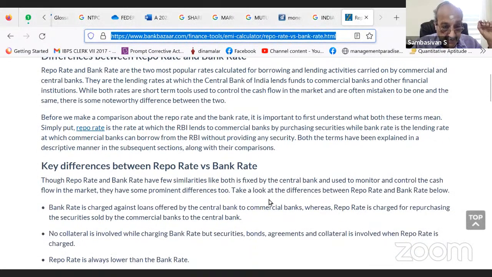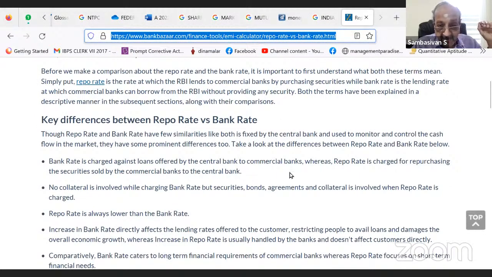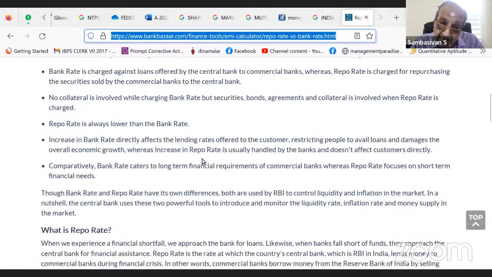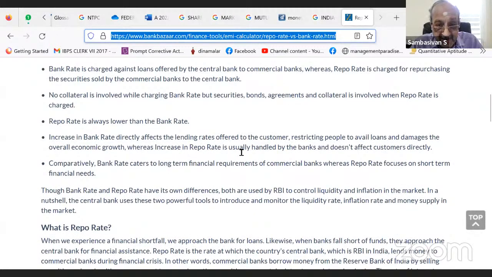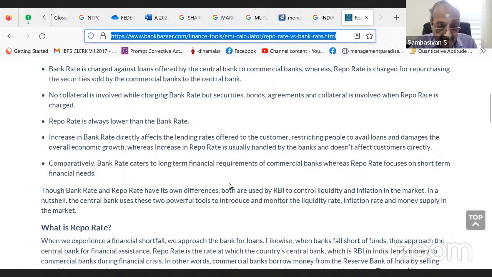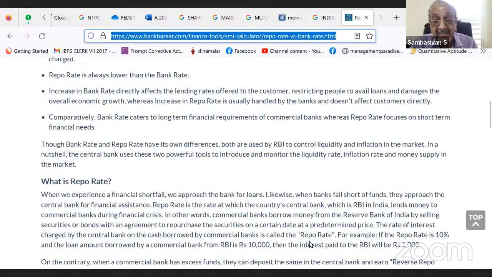So, the differences between bank rate and repo rate. Bank rate is charged against loans offered by the central bank to commercial banks, whereas repo rate is the rate charged for repurchase of securities sold by the commercial banks to the central bank. No collateral is involved while charging bank rate. But securities, bonds, agreements, and collateral are involved when repo rate is charged. Repo rate is always lower than the bank rate. An increase in bank rate directly affects the lending rates offered to the customer, restricting people from availing loans; it is an overall key economic instrument of monetary policy. Comparatively, bank rate caters to the long-term financial requirements of commercial banks, whereas repo rate focuses on short-term commercial needs. And marginal standing facility is the one which is for emergency requirements.